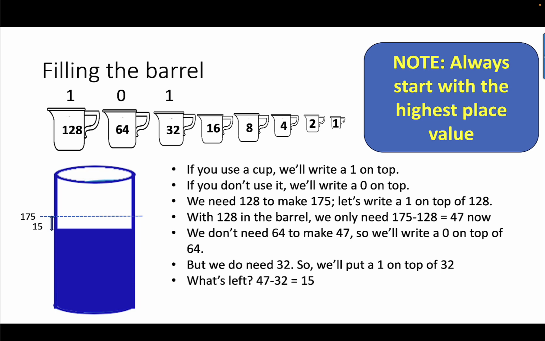So how much is left now? 47 minus 32 is 15. And so we're going to have to keep going. To make 15, we don't need 16. So we'll put a 0 on top of 16.